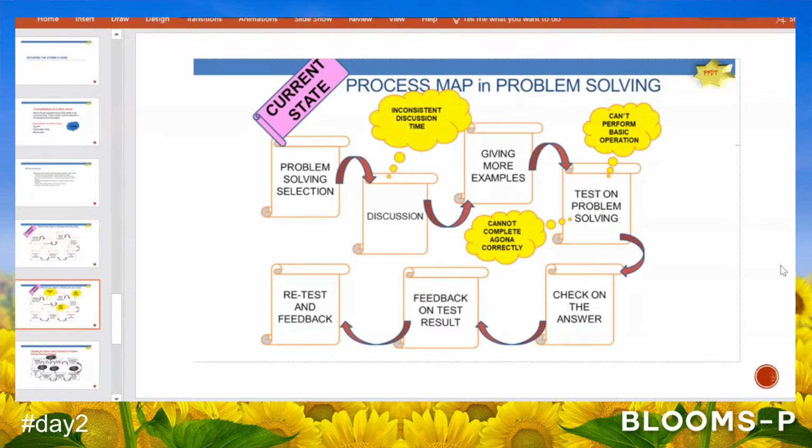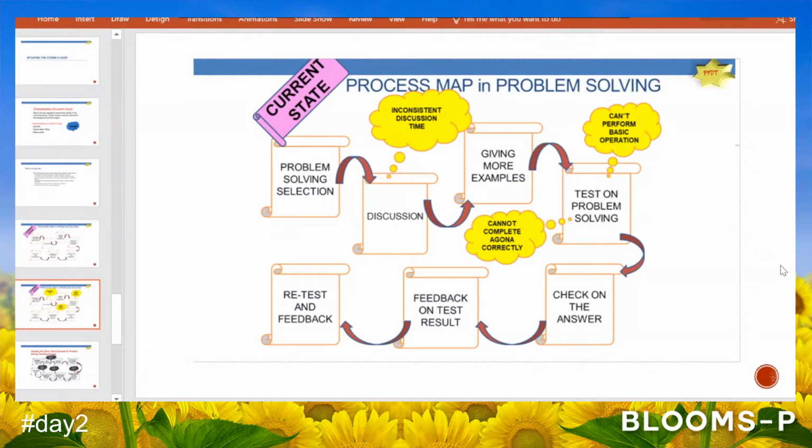Look at here. During problem solving selection, and now you are discussing, what are the storm clouds you see? Here, inconsistent discussion time. So you have to consider the process. So the storm clouds will give you the idea that I have this inconsistency of the time during my discussion. So you have to put consideration, what are the things I need to consider.